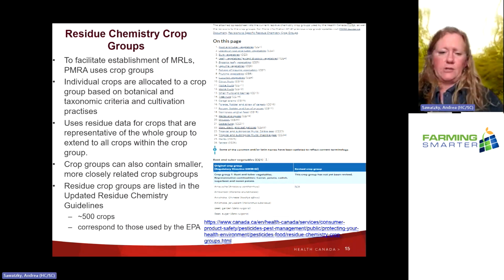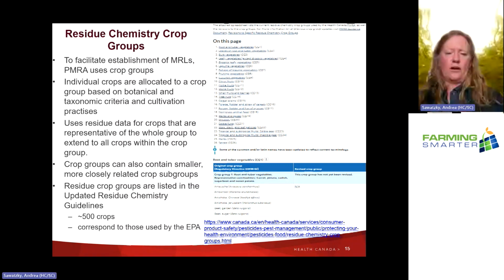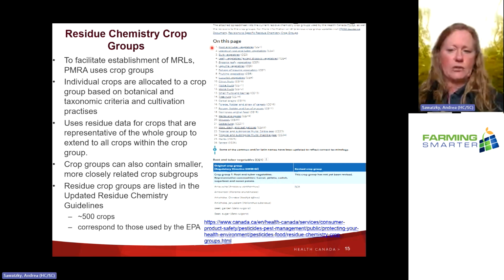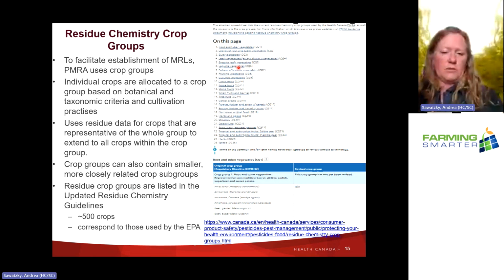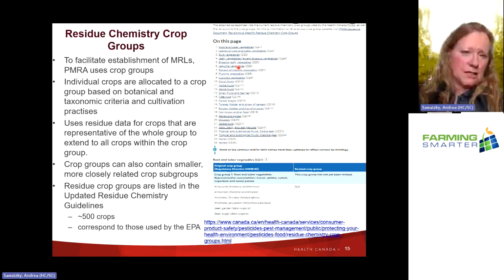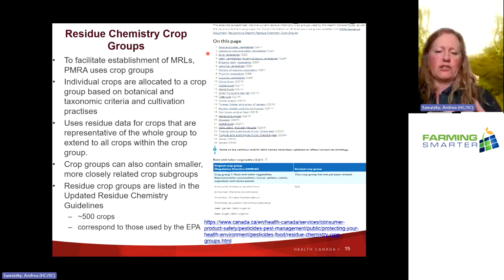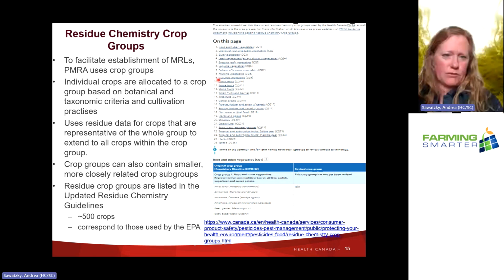Now, these crop groups contain about 500 crops. And we work with the United States Environmental Protection Agency, so they work together with the United States. If you look, for example, at crop group number 1 up here, you see roots and tubers. So these vegetables are the represented commodities in group 1. What's in group 1? You'll find carrots, potatoes, radishes, sugar beets, sweet potatoes, and crops like that.